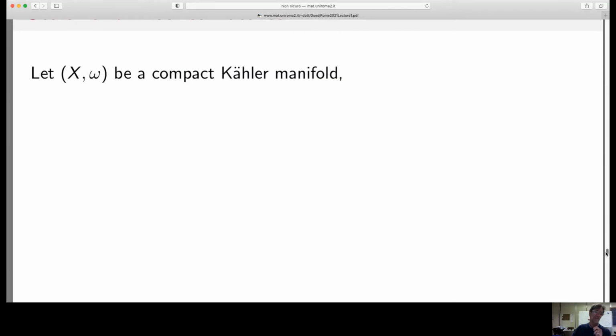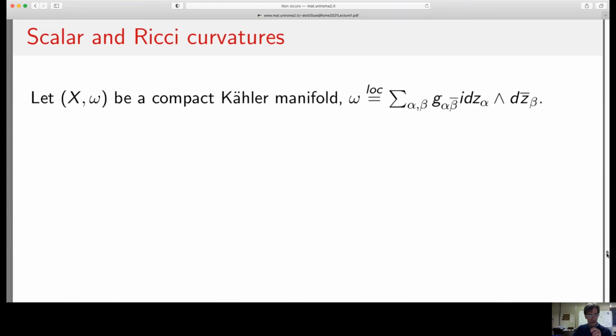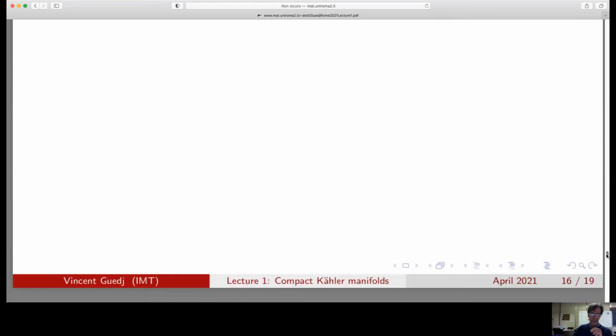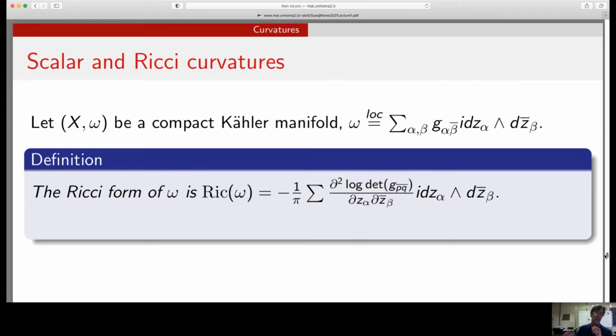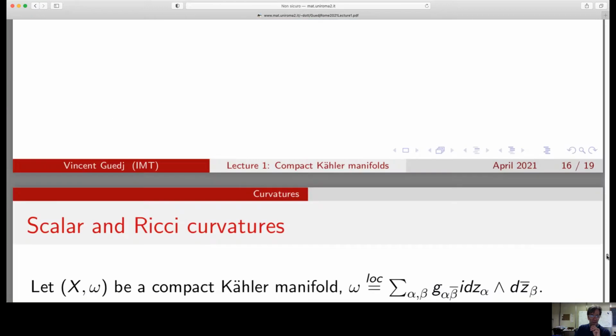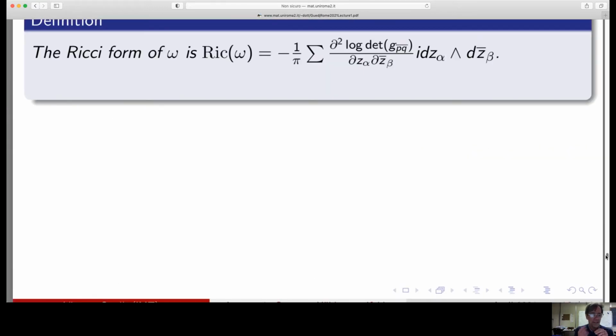Now we change the subject. We look at (X, omega), a compact Kahler manifold, and we want to define what the scalar and Ricci curvature of a compact Kahler manifold are. The Ricci curvature is expressed locally in this way, always in a holomorphic coordinate system: minus 1 over pi, the sum over alpha and beta of d square log det g times dz alpha dz beta bar, where g_alpha beta dz alpha dz beta bar is the local expression of omega. These local one-forms glue together. Actually, this Ricci form is the extension to the complexified tangent bundle of the Ricci form of the associated Riemannian metric.